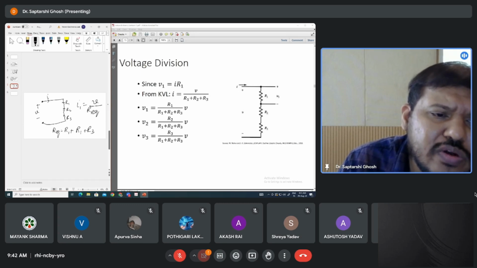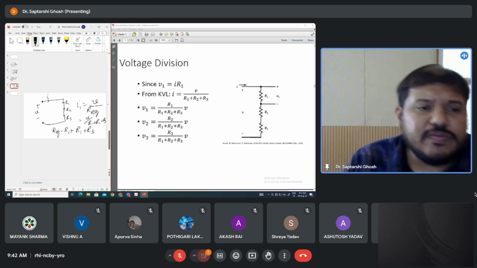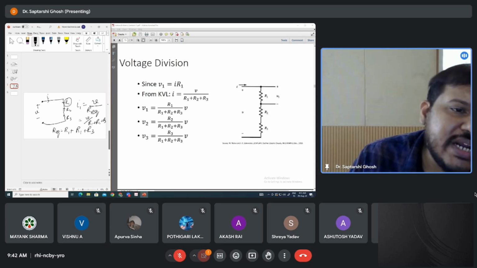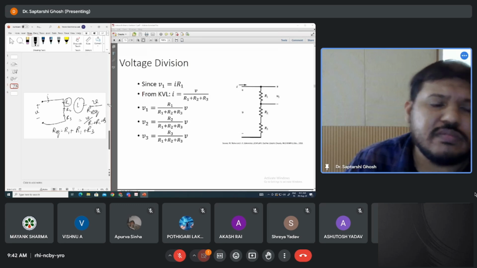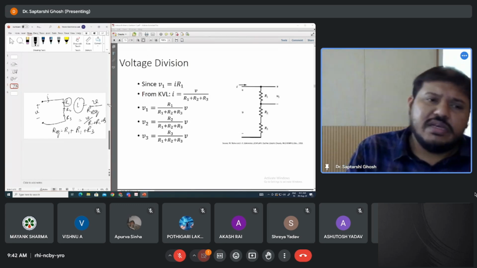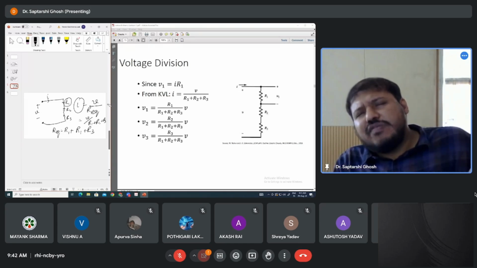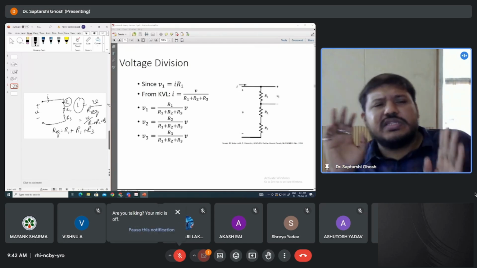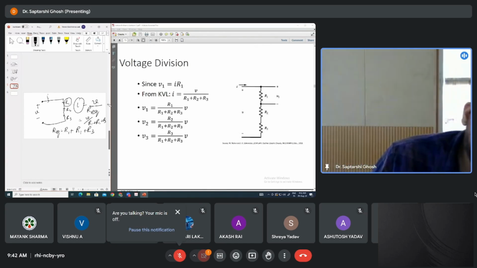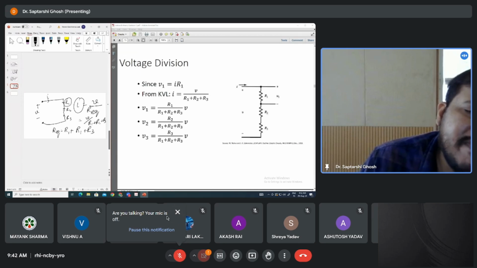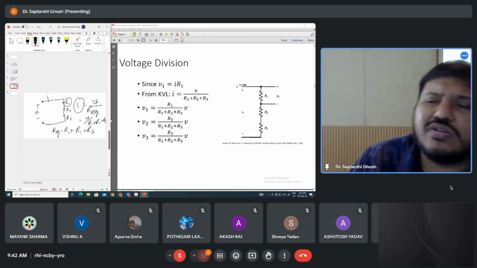And Req we already know. It will be V divided by R1 plus R2 plus R3. So what will be the voltage across R1? The same current I will be flowing. There is no need for taking I1, because through a series connected element, same current will flow. So through all R1, R2, R3, the same current I will flow, and I you have already found, that is the voltage you are applying divided by R1 plus R2 plus R3.